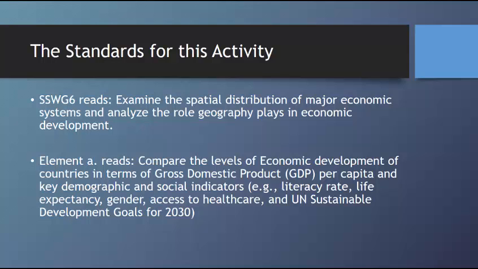Social Studies World Geography 6 reads, examine the spatial distribution of major economic systems and analyze the role geography plays in the economic development. Element A reads, compare the levels of economic development of countries in terms of gross domestic product, GDP, per capita, and key demographic and social indicators. For example, literacy rate, life expectancy, gender, access to healthcare, and UN Sustainable Development Goals for 2030.